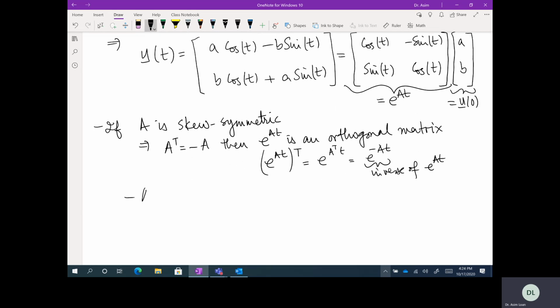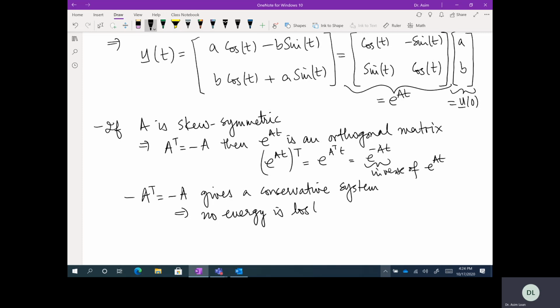So A transpose equals minus A gives a conservative system, which implies no energy is lost. No energy is lost in damping or diffusion.